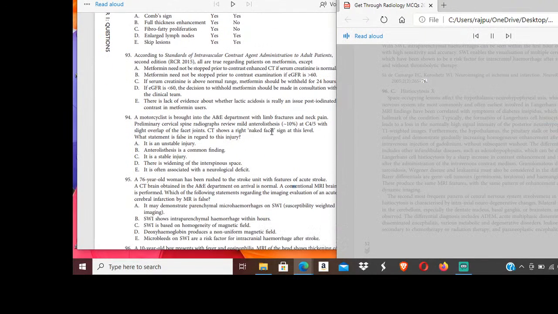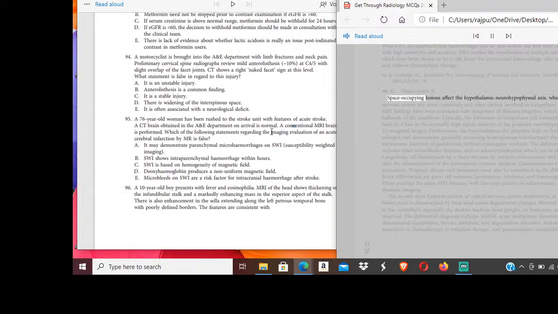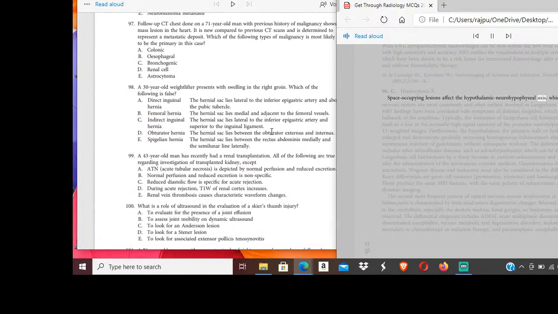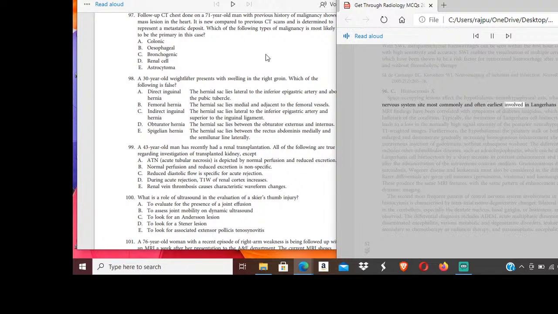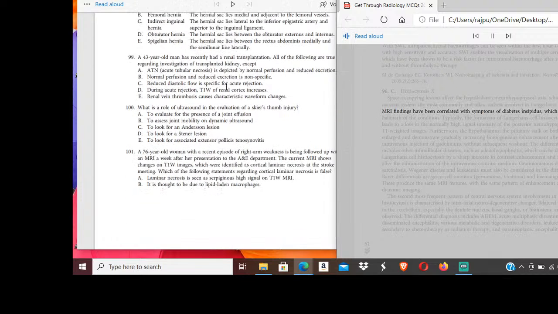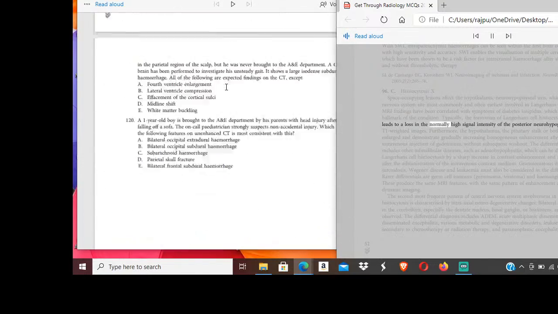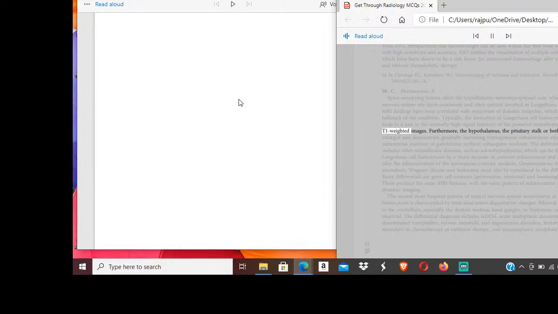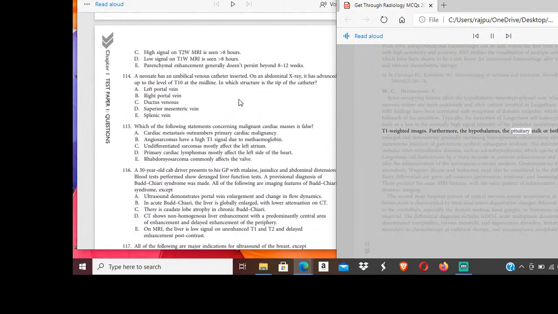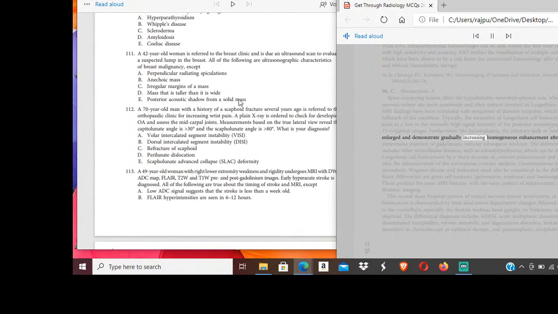96. C. Histiocytosis X space-occupying lesions affect the hypothalamic neurohypophyseal axis, which is the central nervous system site most commonly and often earliest involved in Langerhans cell histiocytosis. MRI findings have been correlated with symptoms of diabetes insipidus, which is a clinical hallmark of the condition. Typically, the formation of Langerhans cell histiocytosis granulomas leads to a loss in the normally high signal intensity of the posterior neurohypophysis on T1 weighted images. Furthermore, the hypothalamus, the pituitary stalk, or both are frequently enlarged and demonstrate gradually increasing homogeneous enhancement after an intravenous injection of gadolinium, without subsequent washout.